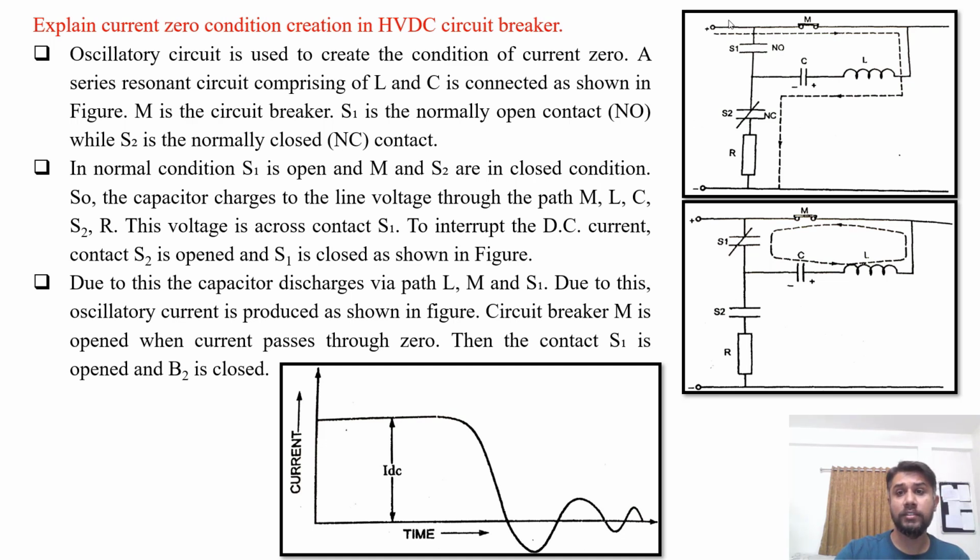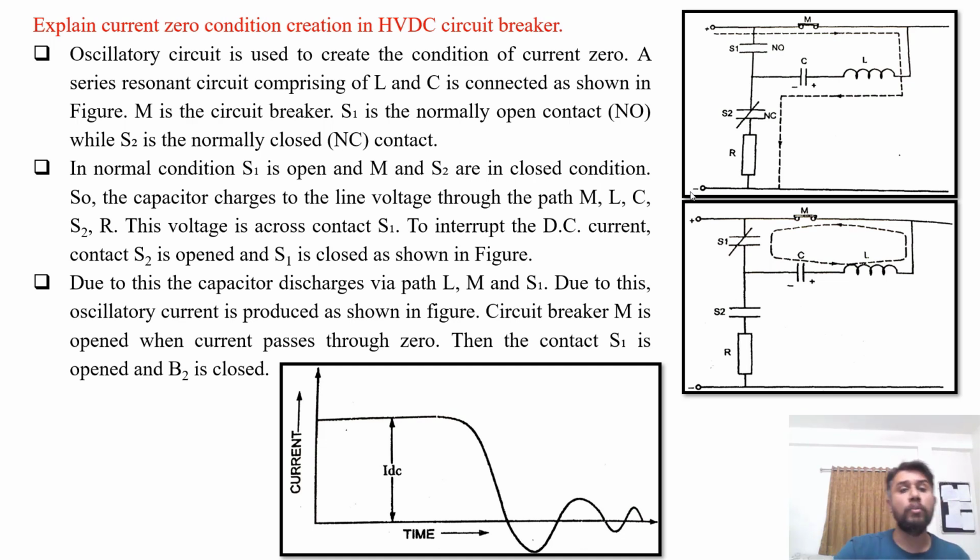So here it is shown that M is the circuit breaker, S1 is the normally open switch, S2 is the normally closed contact, and L and C form the series circuit or series resonance circuit. In this, current flows from M to L, charges the capacitor C to the line value, and then goes through the resistor to the negative polarity. So this is how the cycle is completed.